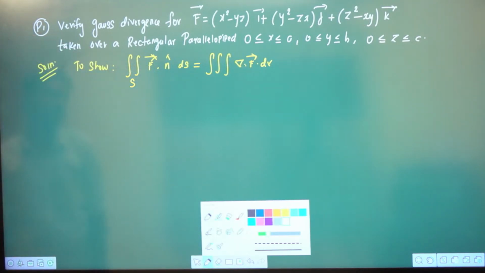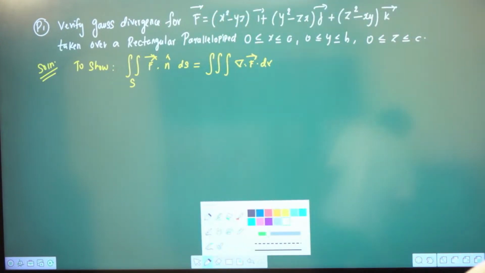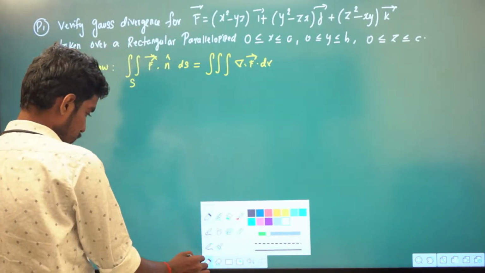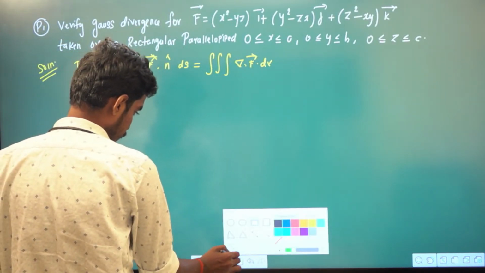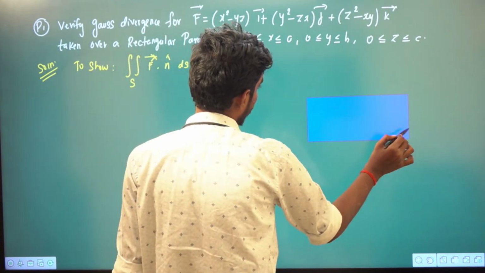Now first what we will do is we will draw the diagram, then only we can do the problem, right? First we will draw the diagram. Okay, so they are given. So first we will draw a parallelepiped, right? Very, very important.